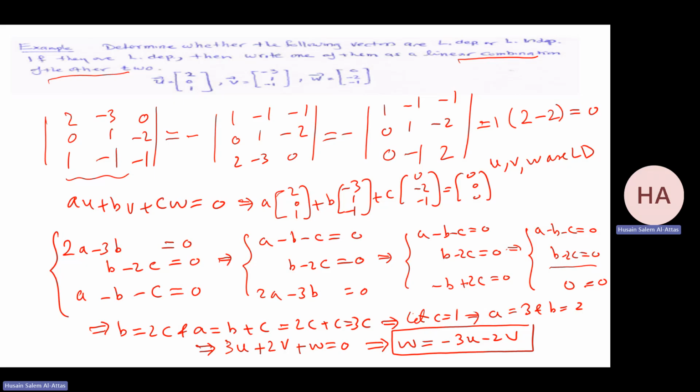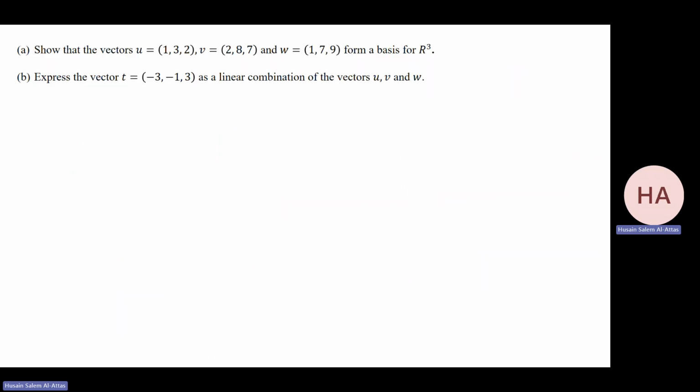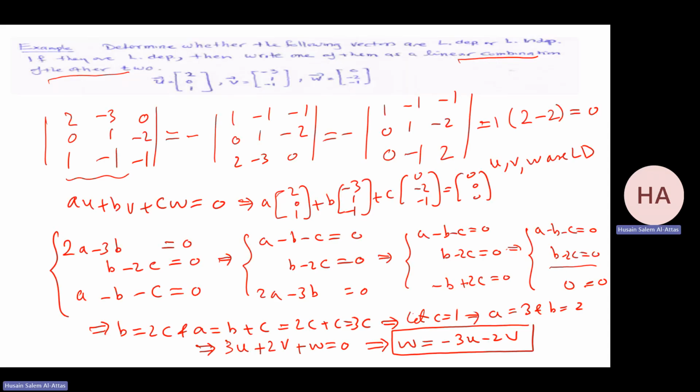I want to be sure about the calculation. Yes, I'm getting the same answer. So I write W in terms of the other two vectors. Now let me take an example where they are linearly independent. So what kind of question are we expecting? Now, if they are linearly independent, I want to write them one in terms of the other.